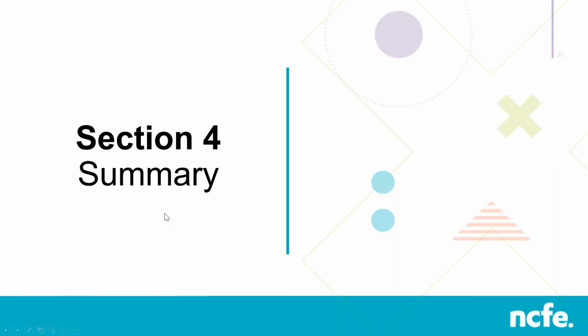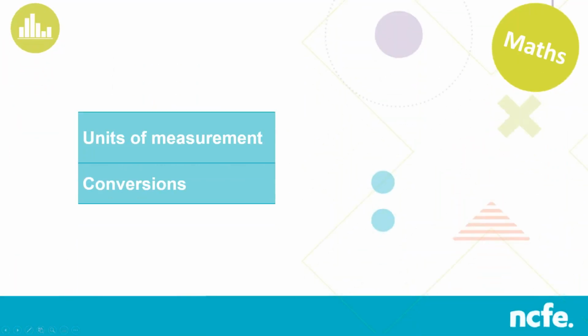So to summarise, we've taken a quick look at different units of measurement. We've looked at converting units of measurement from different measurements in the metric system to different measurements between the metric system and the imperial system.